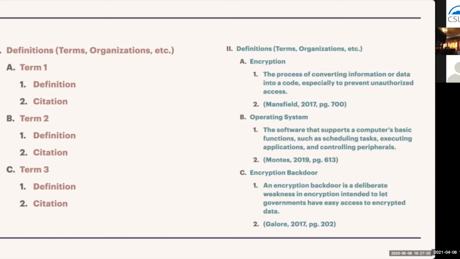Galore 2017, page 202. So, interesting question for you guys. Why did I say encryption first? Why is encryption backdoor the last thing I put, but I put encryption and operating system first? Because if you don't know what encryption is, you won't know what encryption backdoor is. Precisely. Very good. And so you want to make sure that when I'm talking about logical flow of ideas and terms and definitions, this is what I'm talking about.